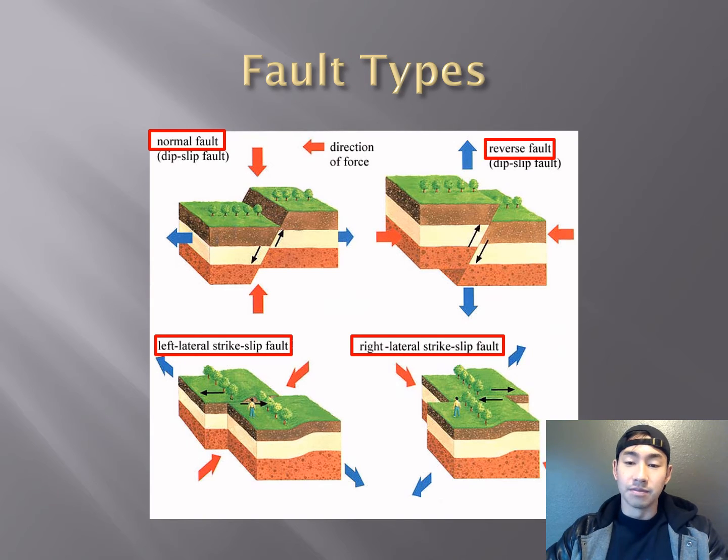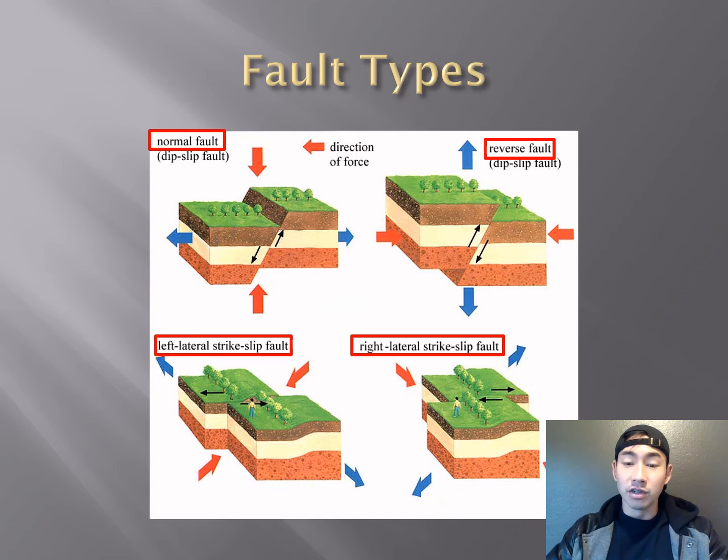We had three different types of faults: our normal fault, reverse fault, and our transform faults. Transform faults are also known as strike-slip faults, and those can be left lateral or right lateral based on the direction of movement. In a normal fault, the hanging wall is moving down and the foot wall is moving up. This is an extensional environment, so the ground is being put under tension.